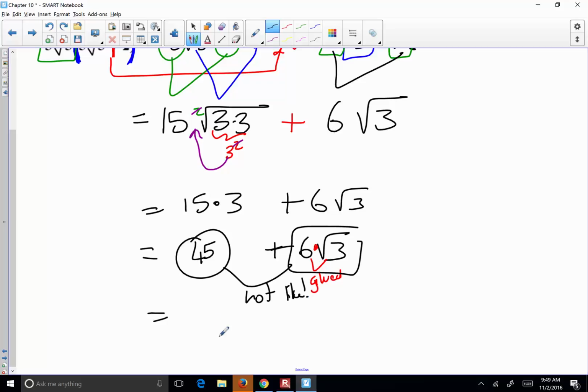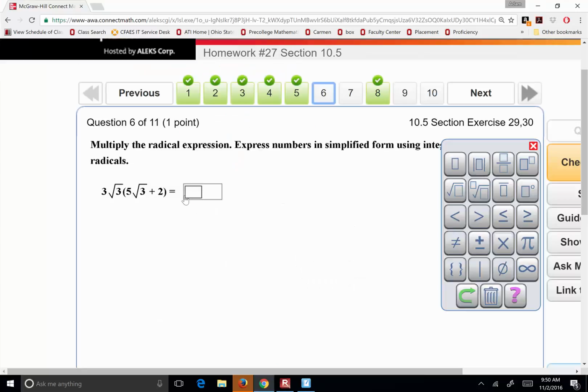So you cannot combine them. That's your final answer: 45 plus 6 root 3. Okay? Any questions? This wasn't too bad, because you had only one number in front versus addition of 2 items. I believe we will have more terms coming up next.